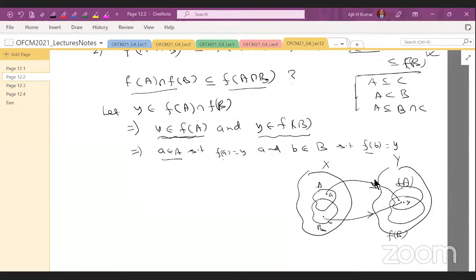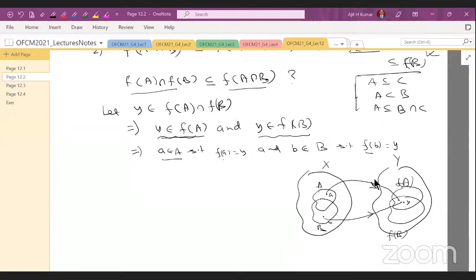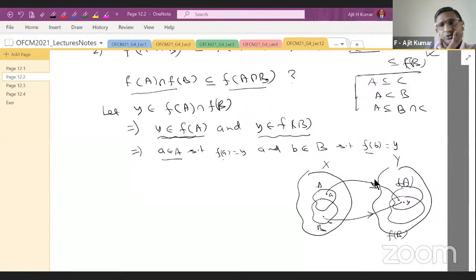If f is 1-1, very good. Why should it take so much time? If f is 1-1, then what we are saying will always be true.